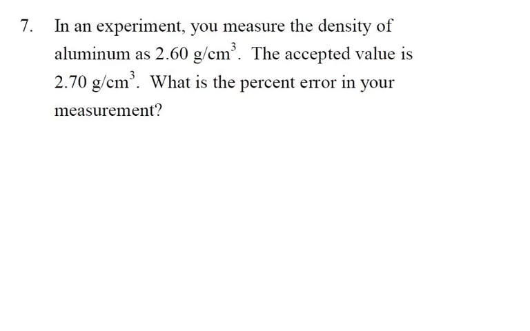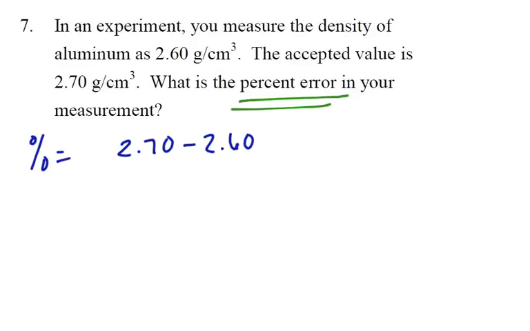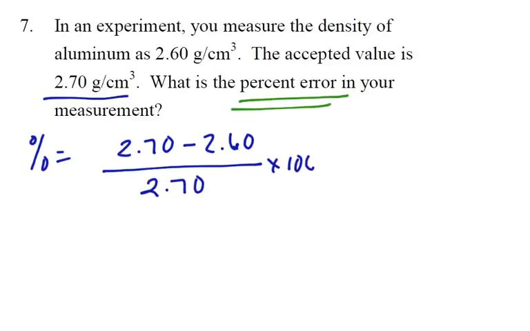The last one here is a simple percent error kind of problem, and you definitely ought to know this. What you're going to do is find out, well, how far are you off? So the percent error would be 2.7 grams per cubic centimeter minus 2.6 grams per cubic centimeter. And I just subtract my larger minus my smaller. And then divide by what it's supposed to be. So the accepted value is 2.70 times 100.